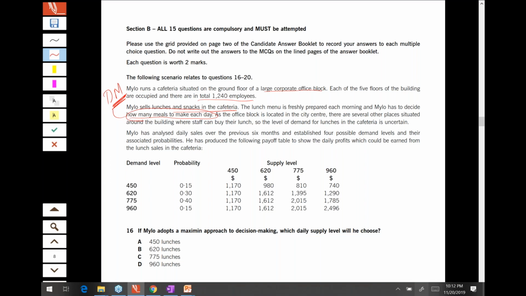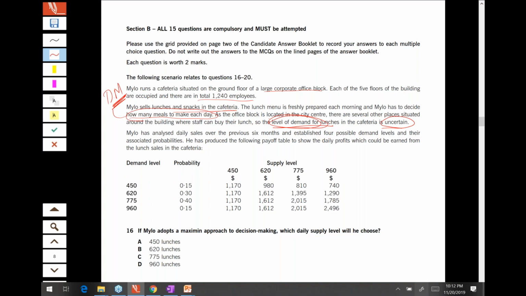As the office block is located in the city center, there are several other places situated around the building where staff can buy lunch. So the level of demand for lunches in the cafeteria is uncertain. What you need to decide is how many meals to make, but you are not sure about demand.